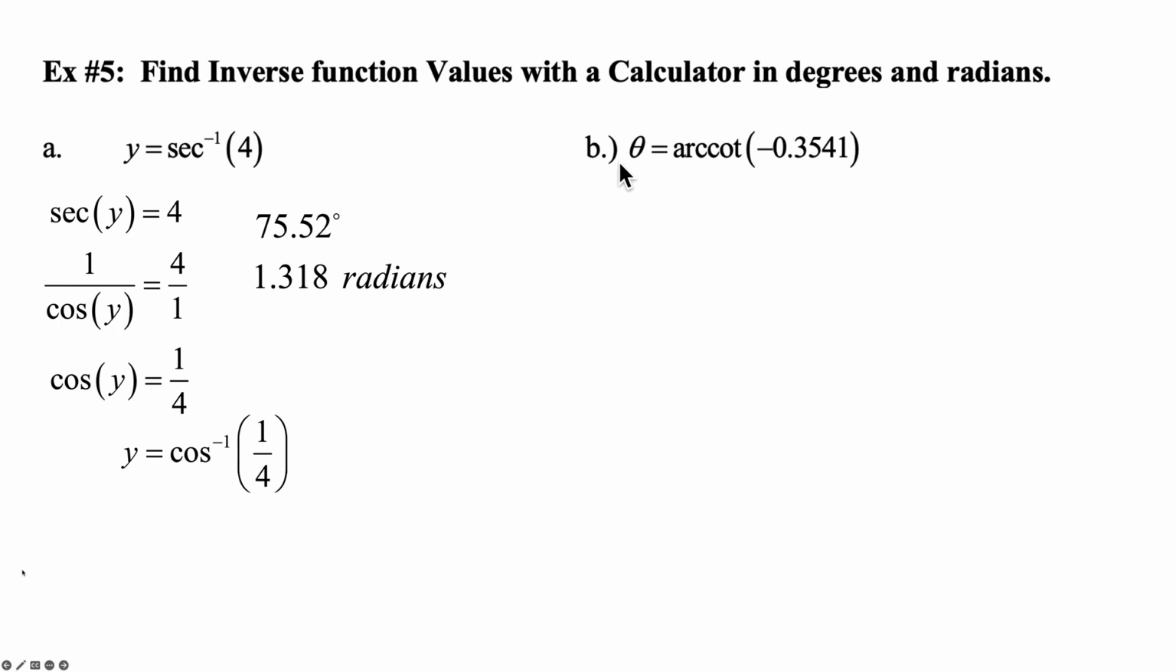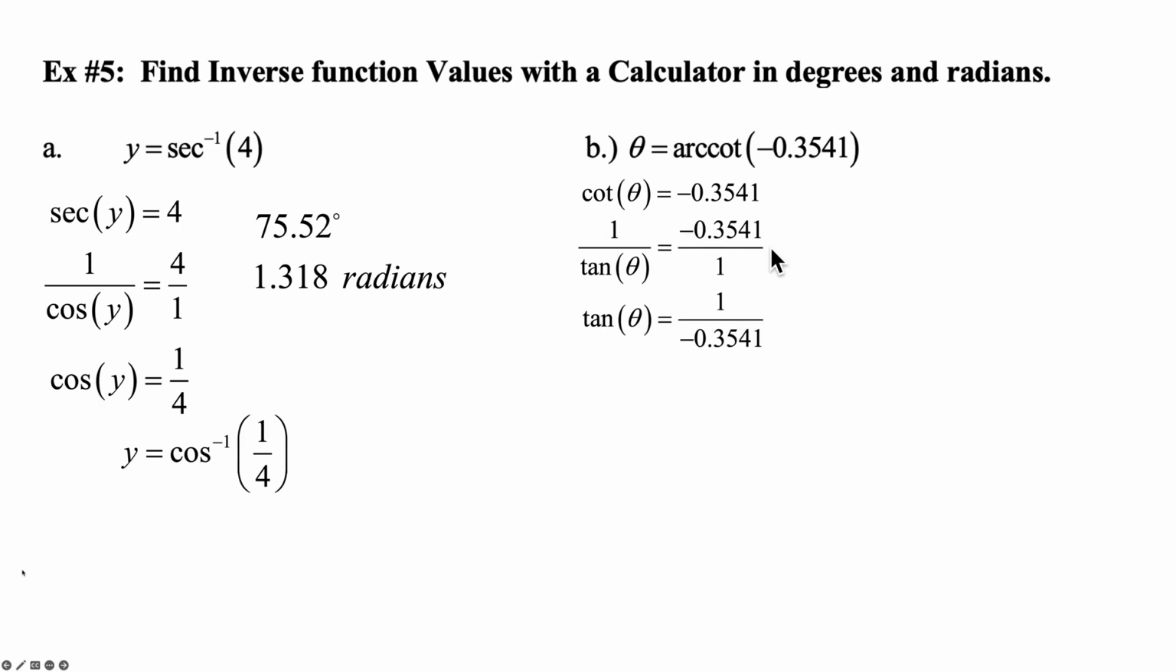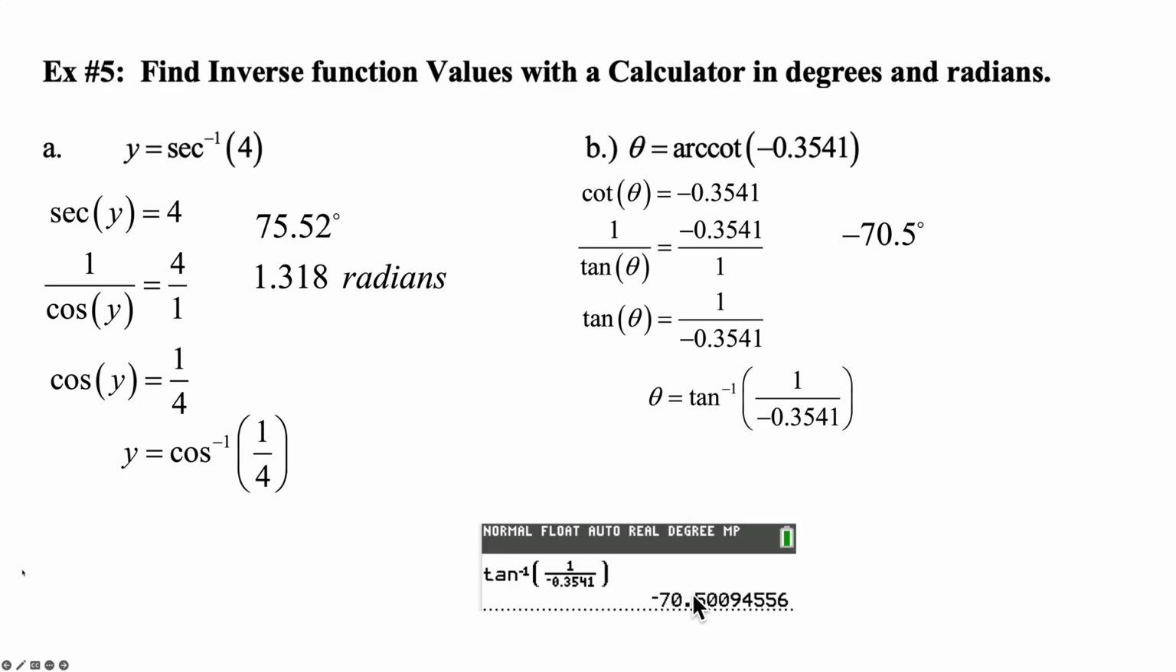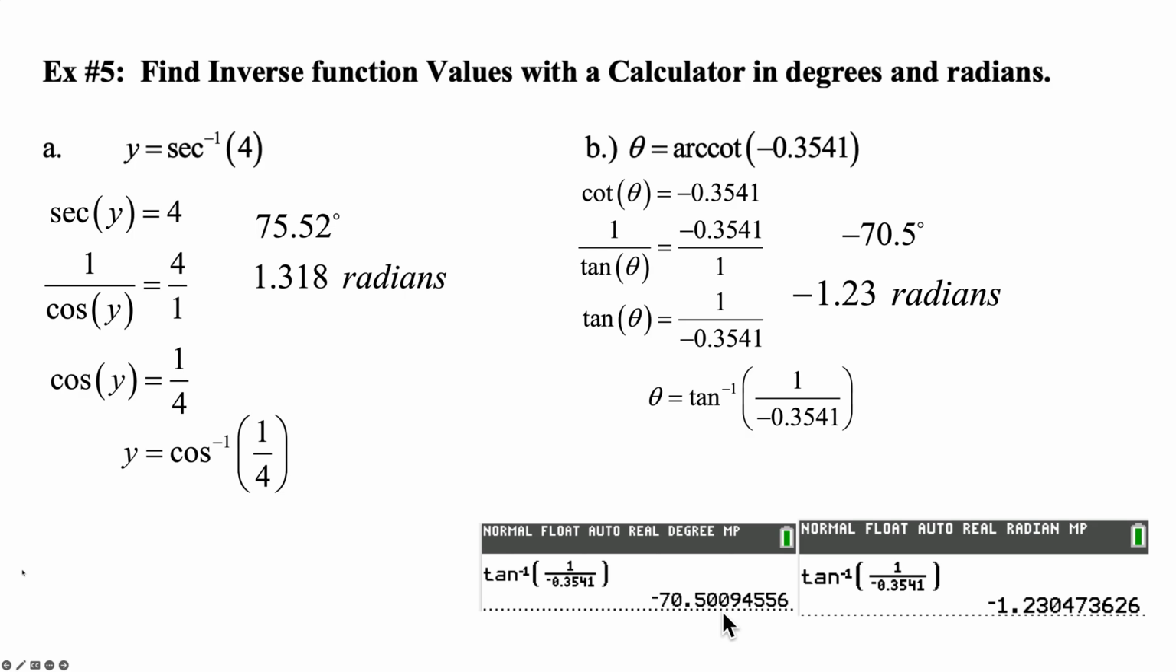All right, part B. Theta equals arc cotangent of negative 0.3541. We'll take the cotangent of both sides. Then the reciprocal of cotangent theta is 1 over tangent theta. And we put our 1 underneath our decimal so we can flip our proportion. And then we're going to take the inverse tangent of this. And then we can go to our calculator. And we get negative 70.5 degrees. And we go to radians and we get negative 1.23 radians.